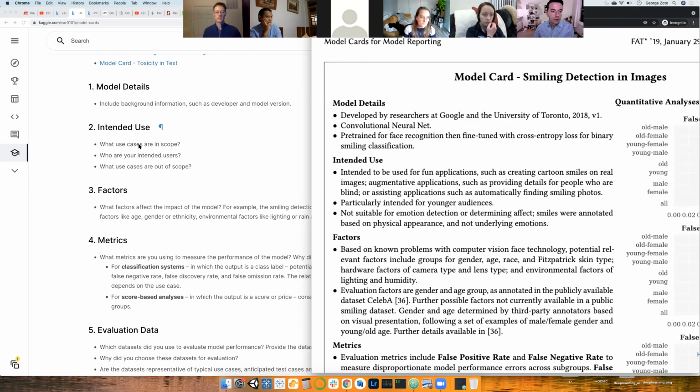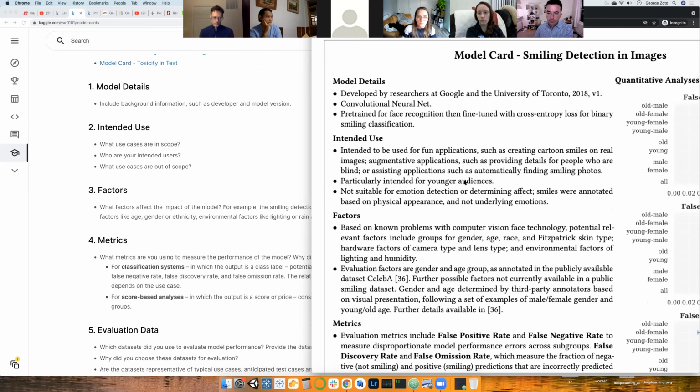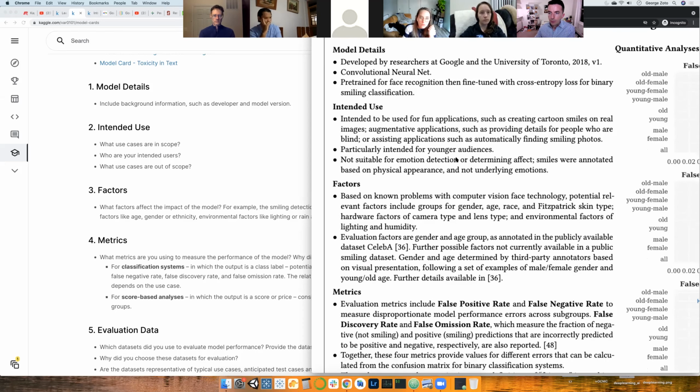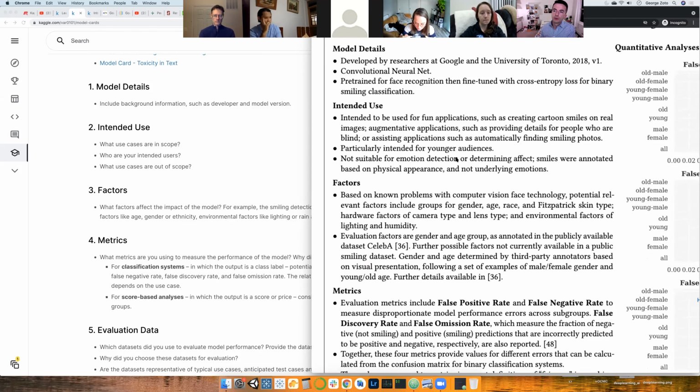Intended use: what are the use cases? What is the scope of it? Who are the intended users? What use cases are out of scope? This is another example here. This is maybe for fun applications, like an AI game that detects if you're smiling or not. Maybe augmentative applications, where if somebody is blind and wants to know if people in a picture are smiling, the system can tell them, or a camera can tell if somebody's smiling or not. Or maybe for a search function, where you want to search all your photos for photos where you are smiling, or somebody in your family or a friend is smiling.